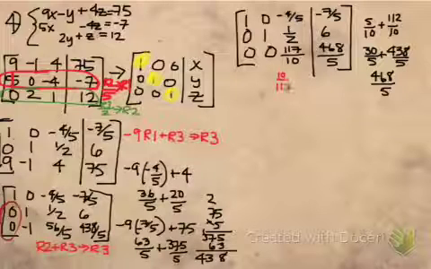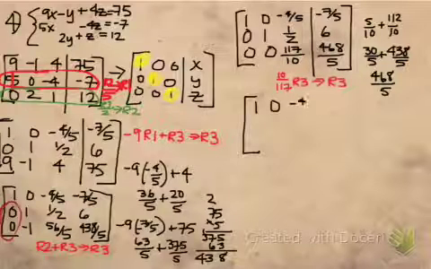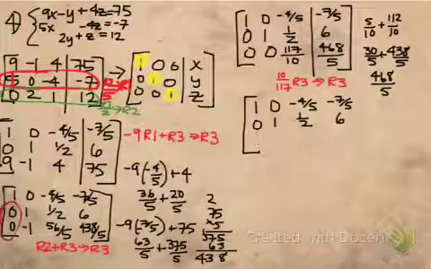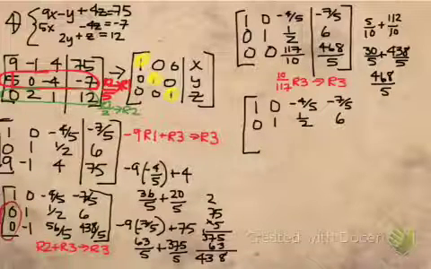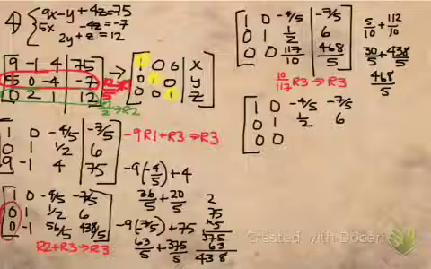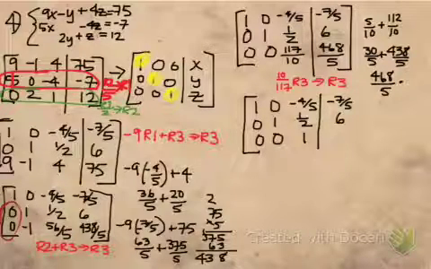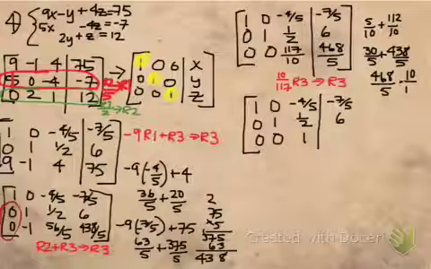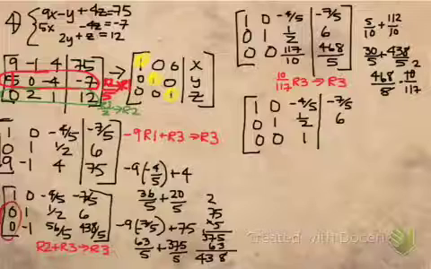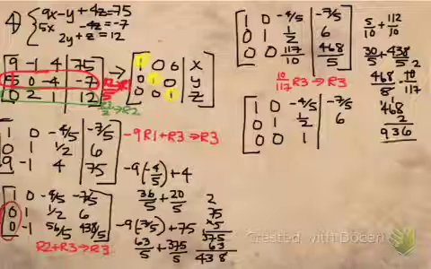So 10/117 times row 3 and put it in row 3. So here's our first 2 rows. Okay, so 10/117 times 0 is 0. 10/117 times 0 is 0. 10/117 times 117/10 is 1. And then if we multiply 468/5 over 10/117, 5 goes into 10 twice. And then 468 times 2 is 936.